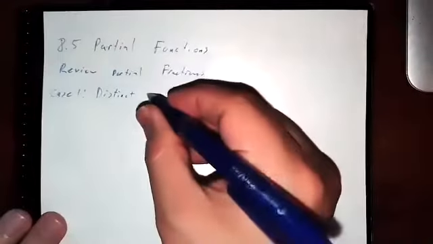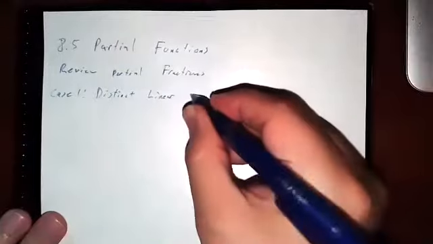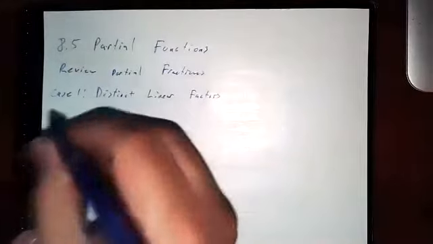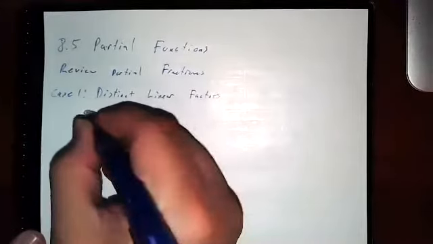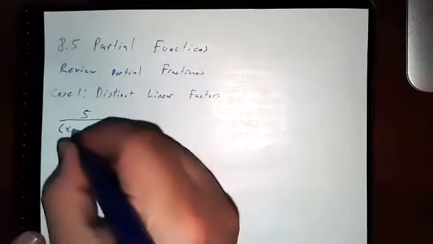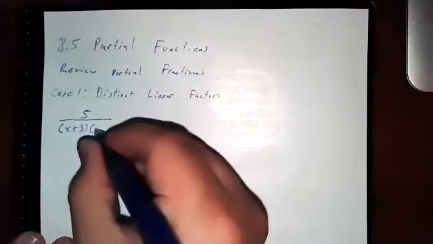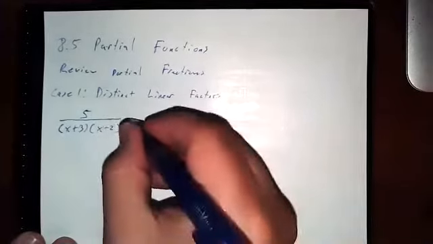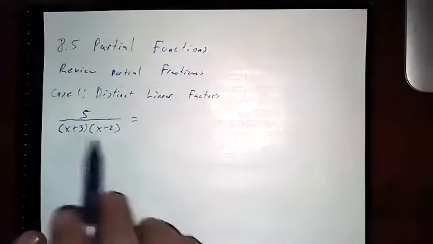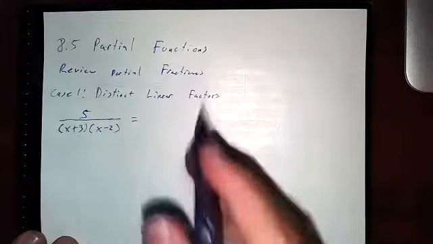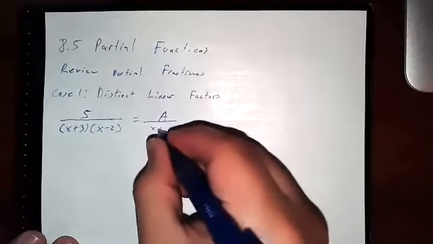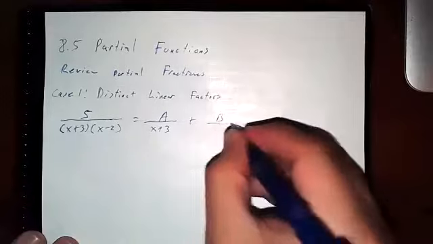Distinct linear factors. So if you have a fraction or a rational expression that's factored this way, right? They have to give it to you factored, or you have to factor it. So let's pretend that we already factored it just to save time and space. Since these are linear and distinct, meaning they're both unique and different factors, you can separate them or decompose them as A over the first term plus B over the second one.